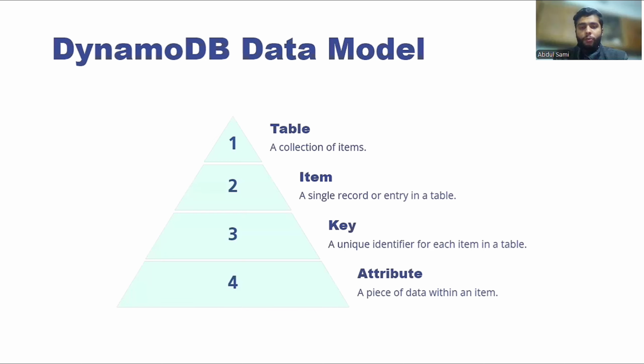Talking about the DynamoDB data model, it constitutes of tables, items, keys and attributes. A table may be assumed as a collection of items. An item would be a single entry or record in a table. A key is a unique identifier used to retrieve an item from the table. And an attribute would simply be a piece of data or information in the table.